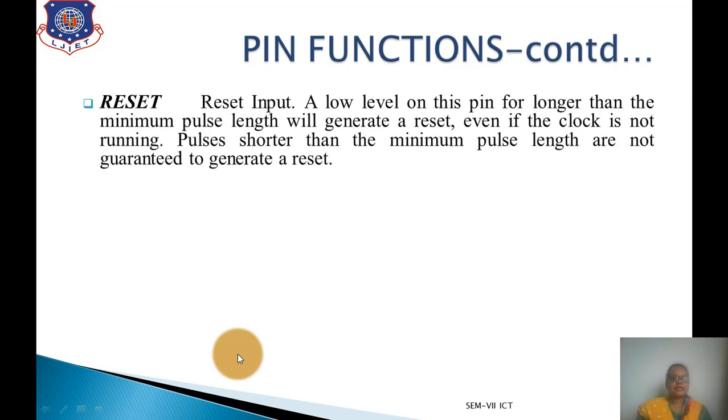Now next, that is the rest of the pins of the ATmega32. First, that is the reset pin. As you can see, this reset pin is an active low pin.